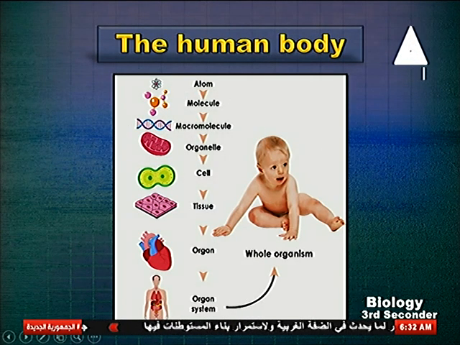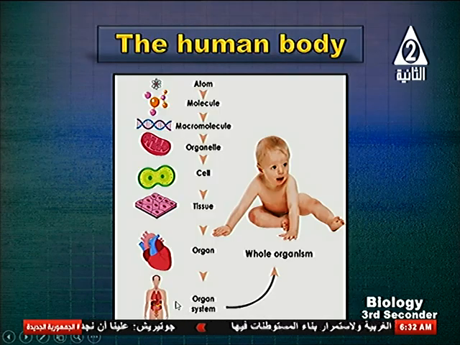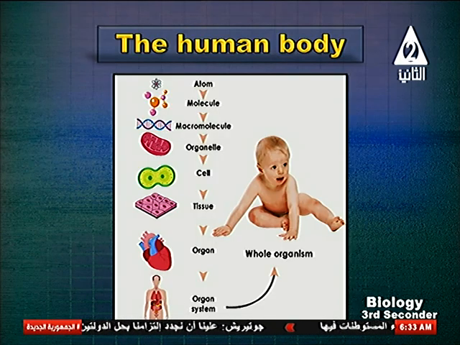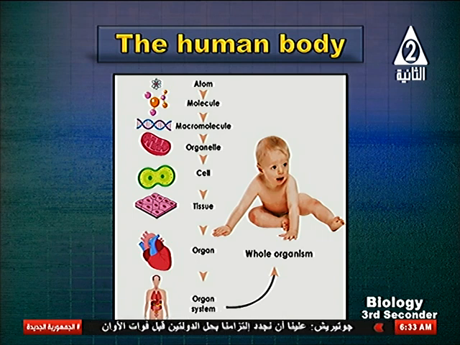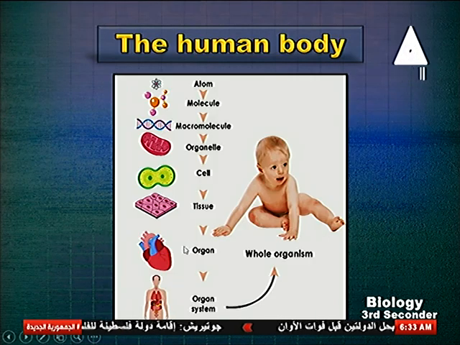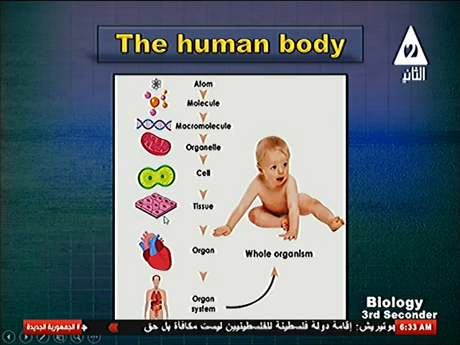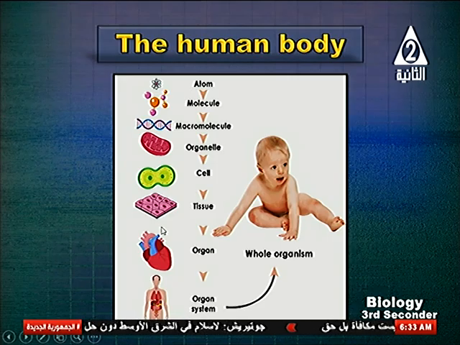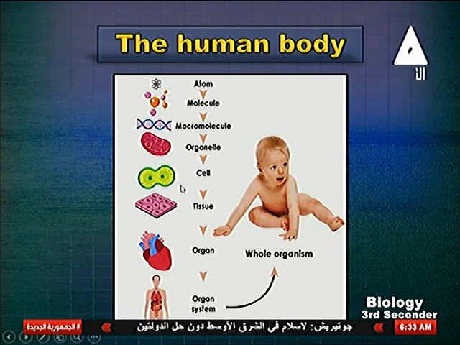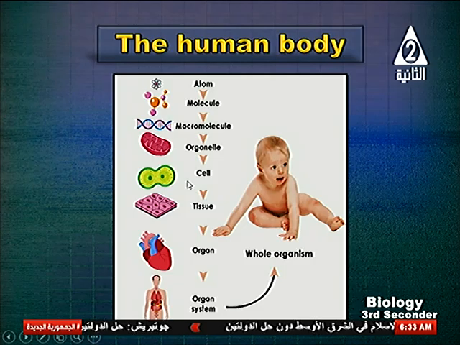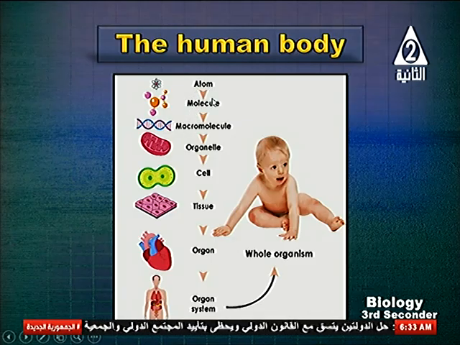The human body consists of systems such as the digestive system, respiratory system, nervous system, and circulatory system, and each system consists of a group of organs, such as the heart in the circulatory system. Each organ consists of a group of tissues, such as the heart consists of cardiac muscular tissue. Also, each tissue consists of a group of cells, and each cell consists of organelles. Each organelle consists of macromolecules, molecules, and atoms, and that's all.